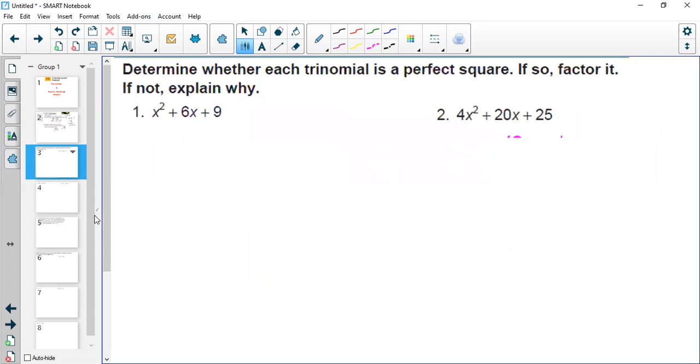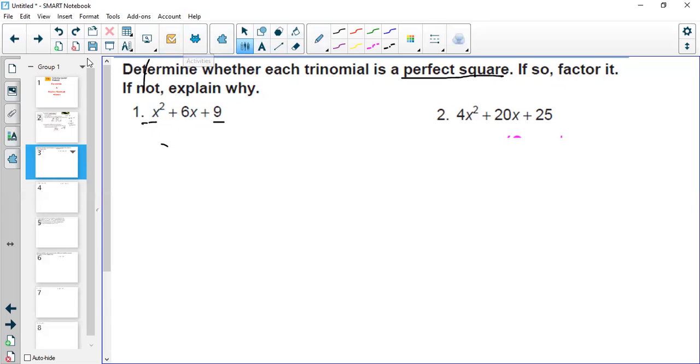So to start with the first question, you have to determine whether each trinomial is a perfect square. If so, factor it. If not, we need to explain why we cannot factor it. To find whether the trinomial is a perfect square, look at the first term and the last term. If you could divide them into perfect squares, then you need to multiply each term by 2 and check whether you get the term in the middle.